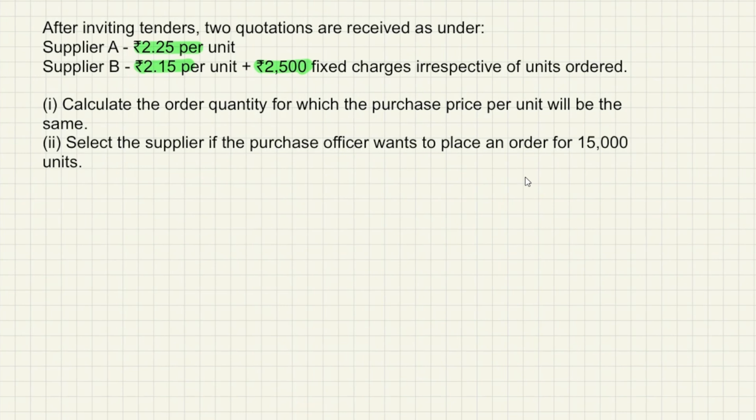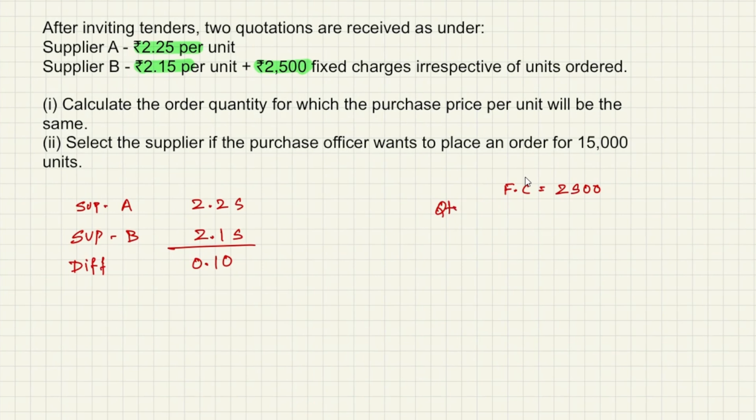In such case, what you have to see is what is the difference. So let's say supplier A 2.25. Similarly, supplier B 2.15. But there is also a fixed charge. What is the difference? 0.10 per unit. So this is the difference. To recover the fixed charge of 2500. So fixed charge is 2500. The quantity required to recover is 2500 divided by the difference. So this turns out to be 25,000.